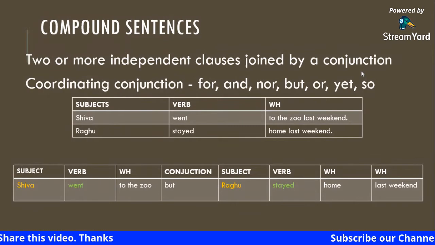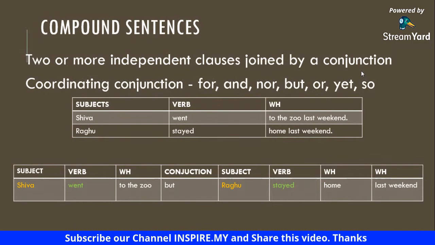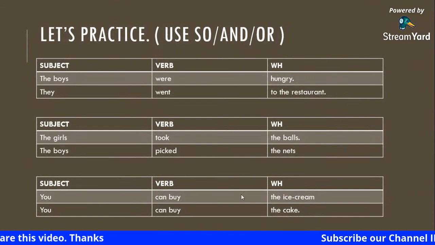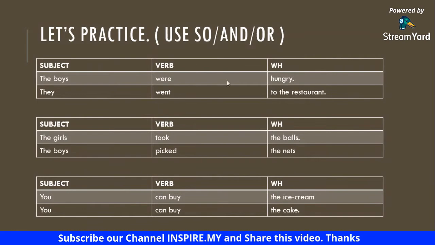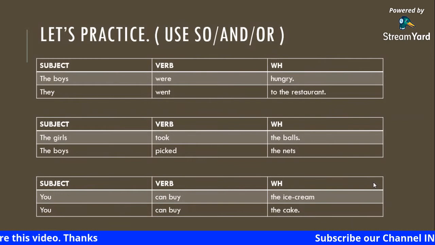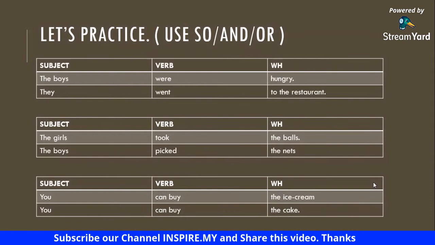Okay, now let's look at the exercise. Okay, so we can do these three sentences. So you try to use the word so for the first box, and for the second box, and or for the third box. Try this. I'm going to give you some time. Try to write the sentences on a piece of paper and then later on you see if you get them right.